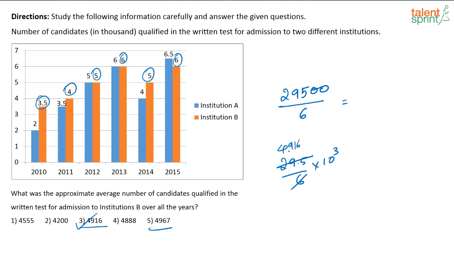Yes, 4916 is the answer. Correct. Option 3. If there was only one option which starts with 4,900, obviously that would have been the answer. Here we have two options. Yes, slightly less than 5k, correct. Slightly less than 5k. So at that point, better will be to check with the options.